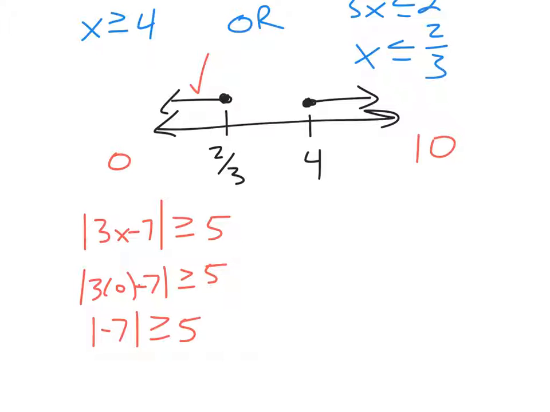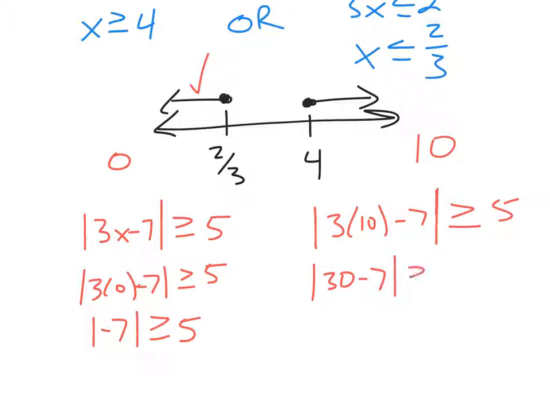I'm going to use 10, so absolute value of 3 times 10 minus 7. And is that greater than or equal to 5 as well? So that's 30 minus 7. And so then the absolute value of 23 is greater than or equal to 5. So we're happy. We know both of these work, and that compound inequality works.